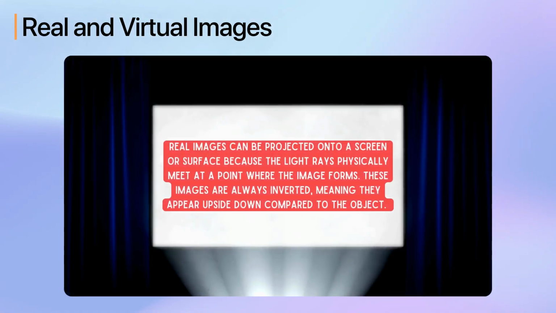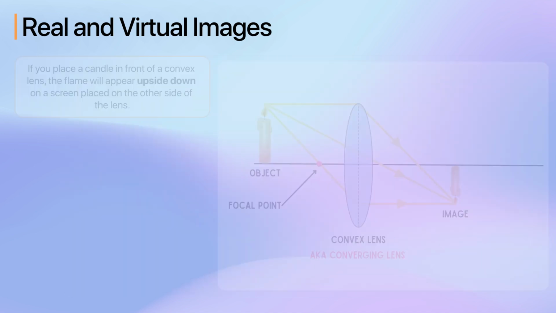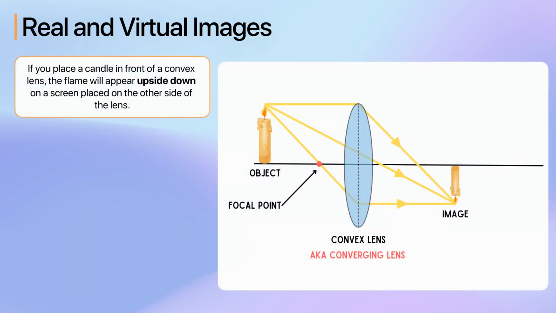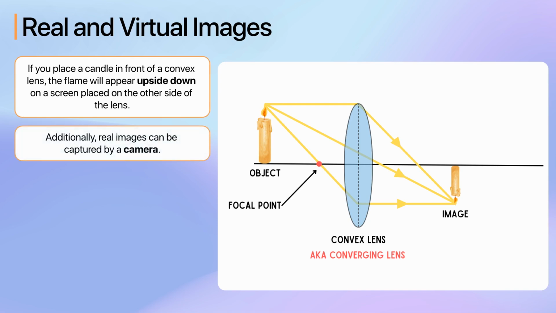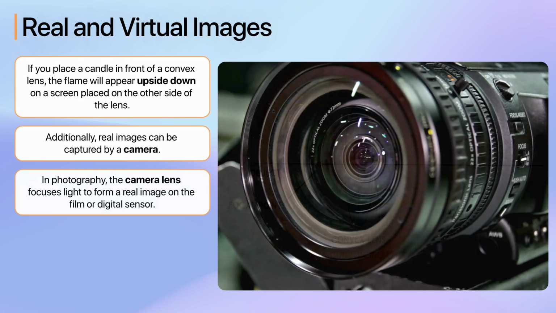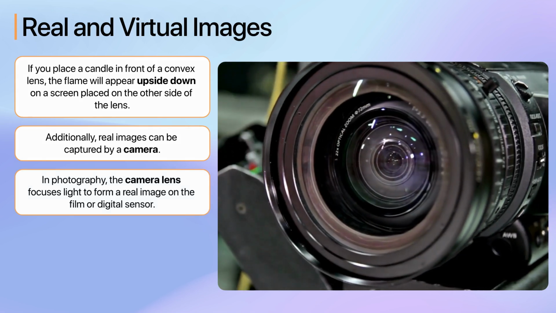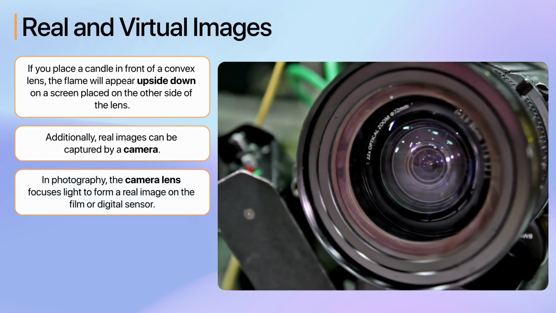Real images can be projected onto a screen or surface because the light rays physically meet at a point where the image forms. These images are always inverted, meaning they appear upside down compared to the object. For instance, if you place a candle in front of a convex lens, the flame will appear upside down on a screen placed on the other side of the lens. Additionally, real images can be captured by a camera. In photography, the camera lens focuses light to form a real image on the film or digital sensor.